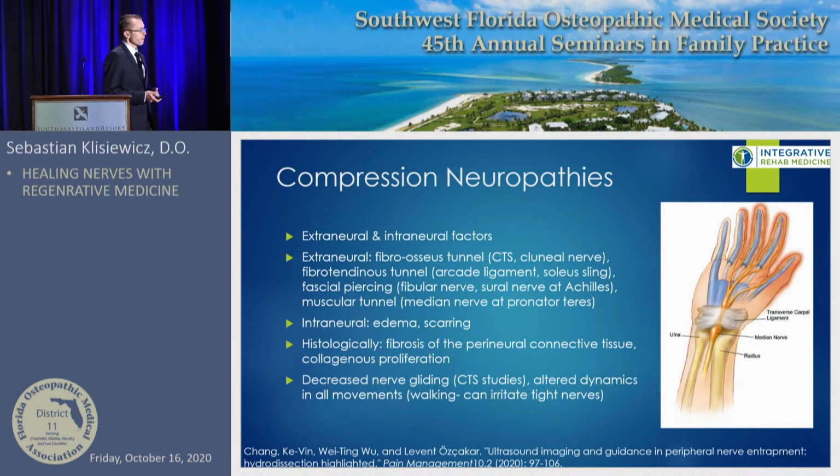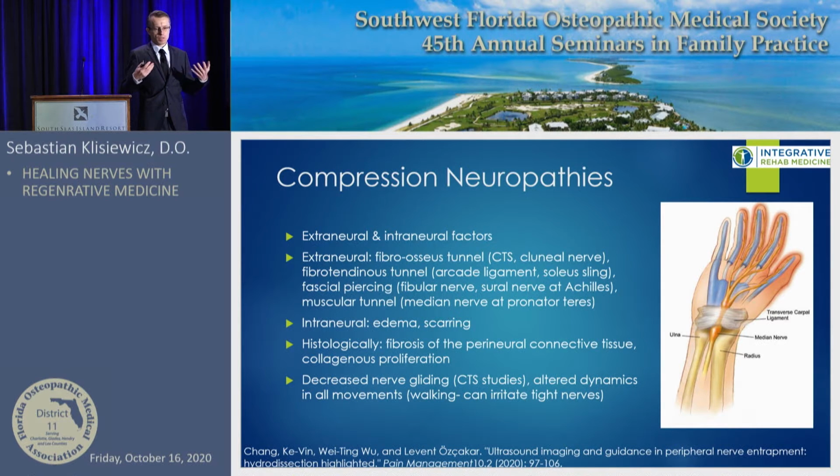So compression neuropathies, the most common one that everyone always knows about is the carpal tunnel, right? Where you have a compression of the median nerve. There are multiple factors there. There's the extraneural and intraneural factors. The extraneural factors are what the nerve is going through that can compress it. There are the fibroosseous tunnels like carpal tunnels, fibrotendinous tunnels. You have fascial piercing. And we are osteopaths, so we know about fascia. We can tell our counterparts what fascia is. But when the nerves pierce through fascia, they can get stuck if the fascia is tight or abnormal or scarred down. So that's one of those extraneural factors that can cause neuropathy.